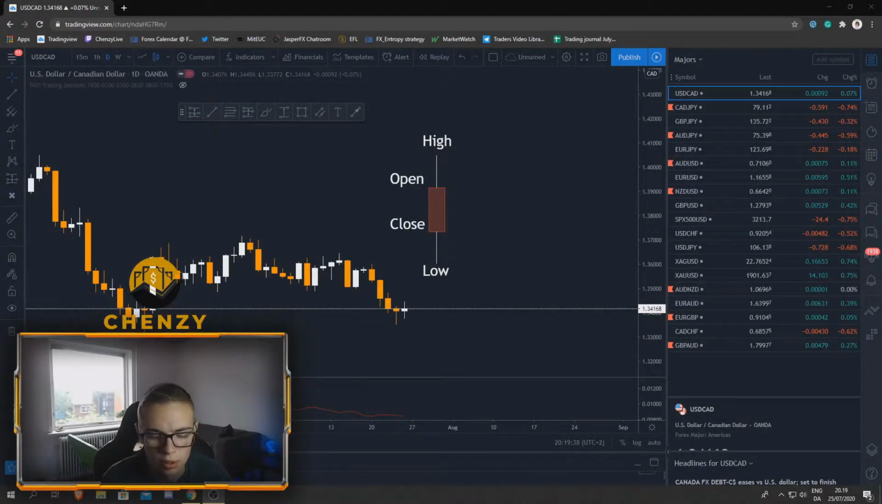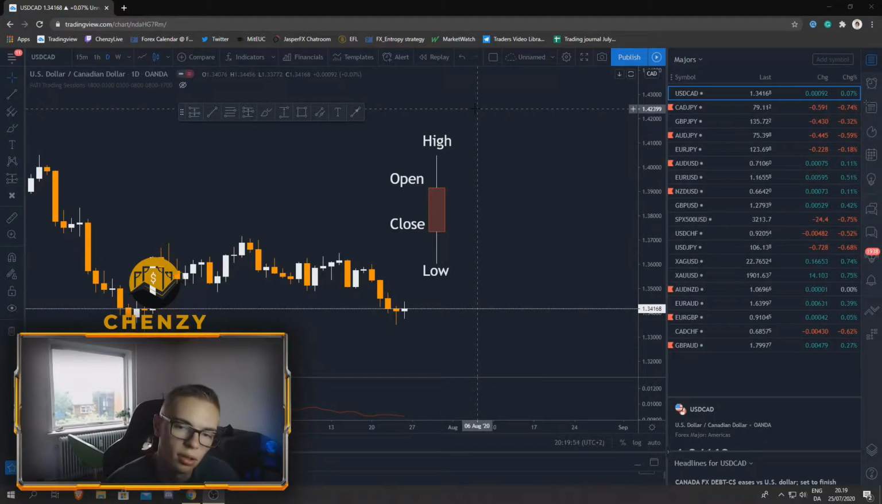Hey, what's up, guys? Today I'm gonna talk about the anatomy of a Japanese candlestick. And we use these candlesticks every day in our trading. So, a Japanese candlestick consists of 4 parts: the open, the close, the high, and the low.